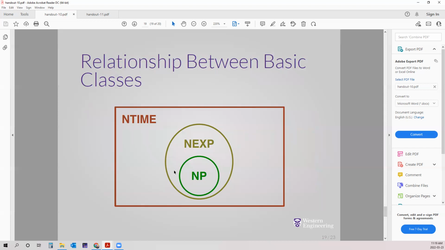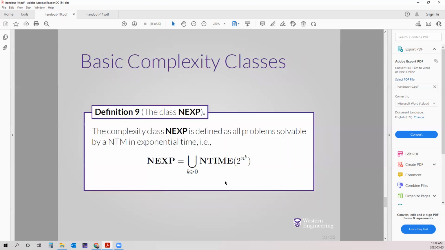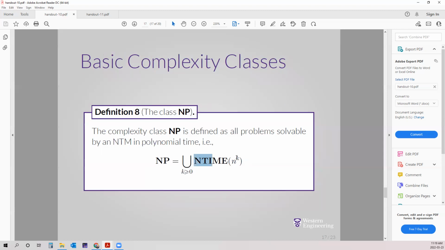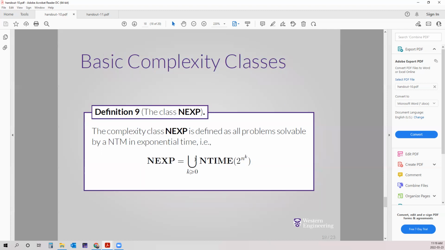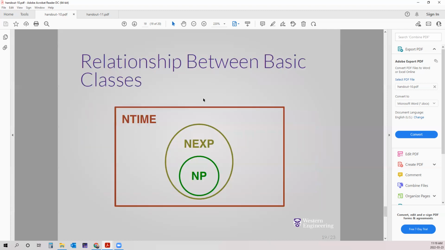So NP is also a subset of NEXP, same again as I explained to Temi, that consider n to the power k to the power 1. So the class P polynomial is a subset of exponential, and it's a subset of the non-deterministic time classes. And these are the two basic classes for non-deterministic time complexity. And for deterministic time complexity, we have the class P and EXP.